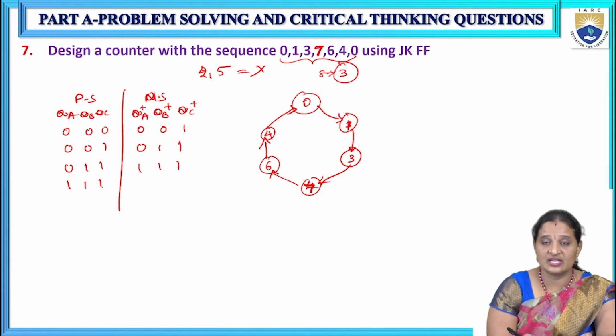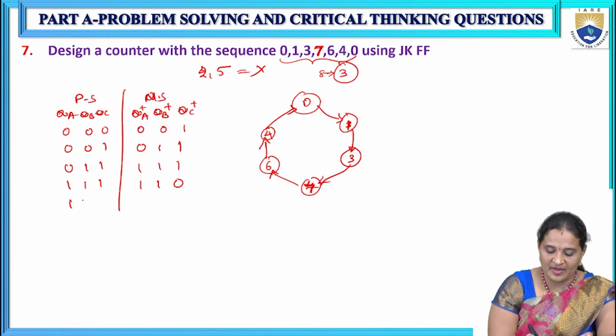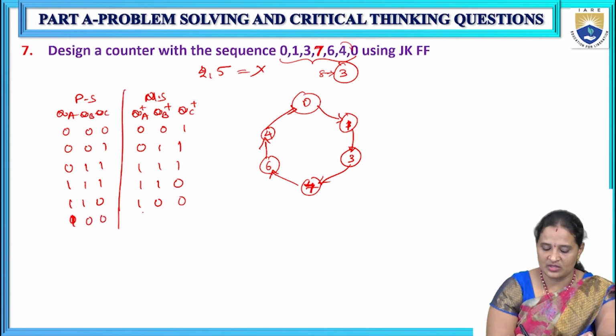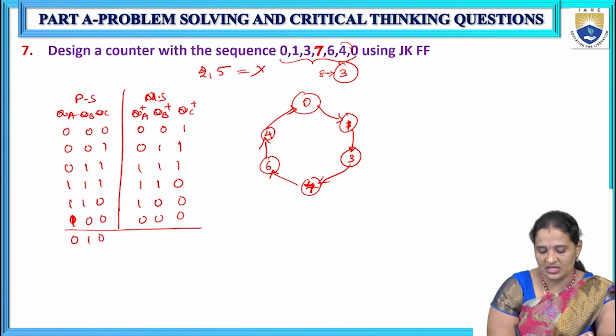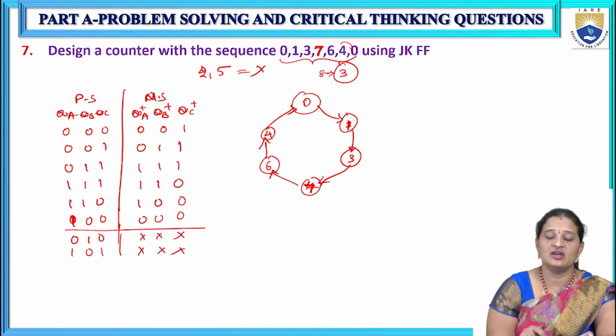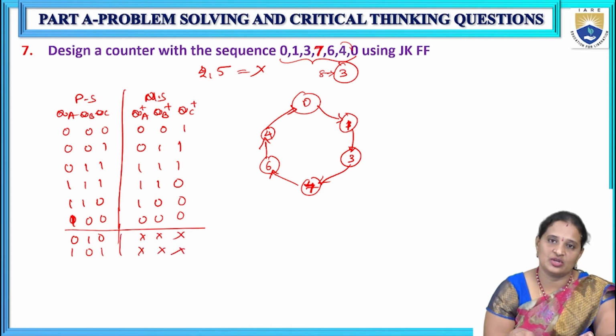Next, if my present state is 1, 1, 1, next state will be 1, 1, 0. If my present state is 1, 1, 0, next state is 1, 0, 0. Next, if my present state is 1, 0, 0, next state it is going to 0, 0, 0. Right? So this is the sequence it has to follow. So what are the remaining combinations? 0, 1, 0 and 1, 0, 1. For this, the next state is not specified. So that is why I am taking it as don't care.